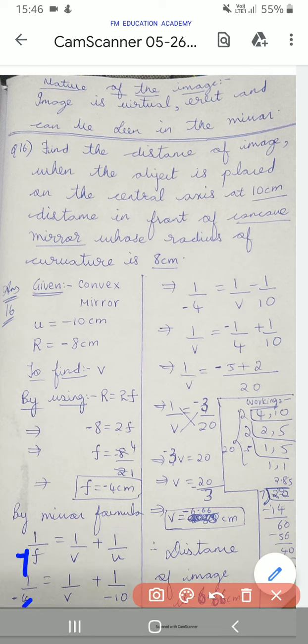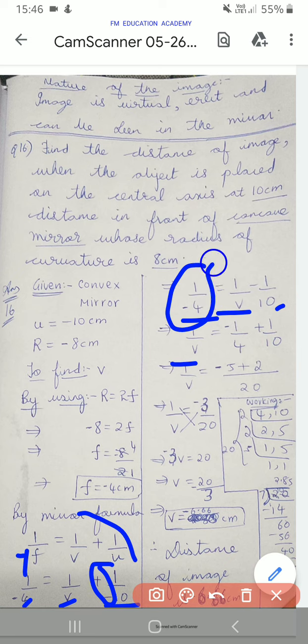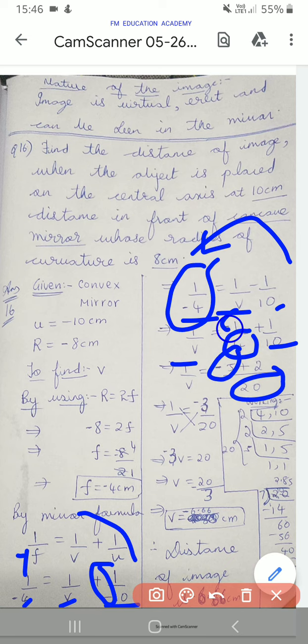So f is minus 4, and therefore minus 1 by 4 is equal to 1 by v plus 1 by minus 10. Plus into minus is minus, so minus 1 by 10. Then 1 by v is equal to minus 1 by 4 as it is, minus 1 by 10 when it goes outside becomes plus 1 by 10. 20 by 4 is minus 5 because here we have minus.